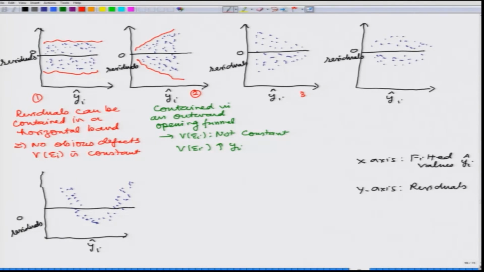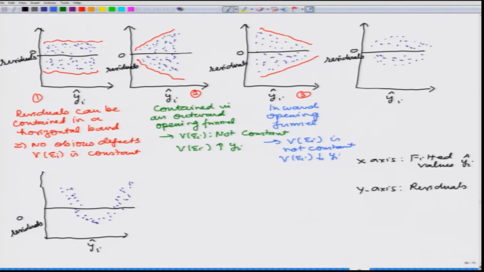Now, similarly in figure number 3, this is just opposite to figure number 2, and in this all the points can be contained in an inward opening funnel. Right. So, in this case all the points can be contained in an inward opening funnel, and in this case also we can conclude that variance of epsilon i is not constant, and it is just opposite to figure number 2, that variance of epsilon i is decreasing with yi.